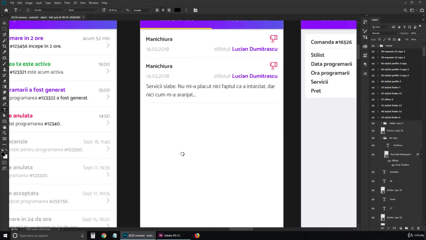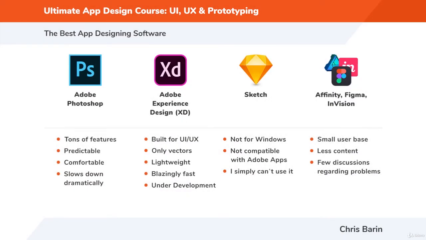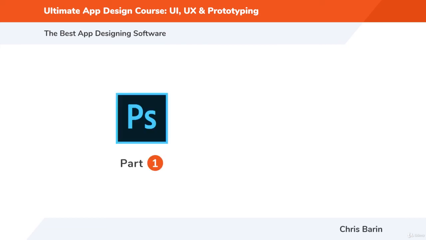So it seems like a race between XD and Photoshop. One is incredibly fast, but it's still in the works, while the other is the giant of the design world, but it's also painfully slow at times. Jet ski versus ocean liner. But the good news is, you don't have to choose. We'll start designing in Photoshop since it's familiar ground. That's going to be the first part of this course.